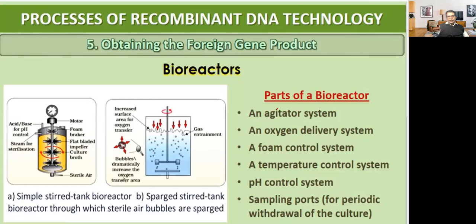So if you see, there are some parts of our reactor. An agitator system is there. Here, one agitator system is there. This is a flat blade impeller. Oxygen delivery system is there. Foam control system is there. Temperature control system is there. pH control system is there. Sampling port is there. So these are different parts of bioreactors.